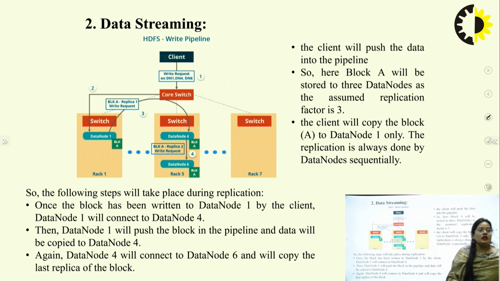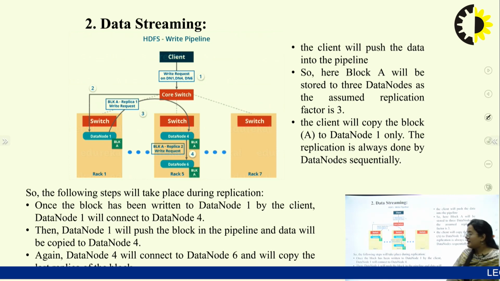Now, second is data streaming. As the pipeline has been created, the client will push the data into the pipeline. So, here block A will be stored on the 3 data nodes, as we assumed the replication factor is 3. The client will copy block A to data node 1 only. The replication is always done by the data nodes sequentially.